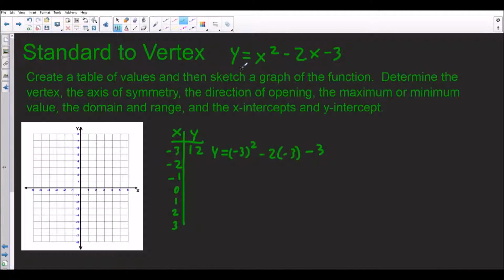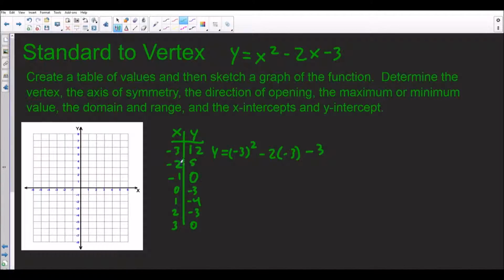Now you might have noticed this is not in vertex form. It actually looks different, right? It's actually in standard form, but it doesn't matter when we're making a table of values. All we're doing is subbing in the x values and figuring it out. So if we sub in -2, we're going to get 5. If we sub in -1, we're going to get 0. If we sub in 0, we're going to get -3. If we sub in 1, we're going to get -4. If we sub in 2, we're going to get -3. And if we sub in 3, we're going to get 0.